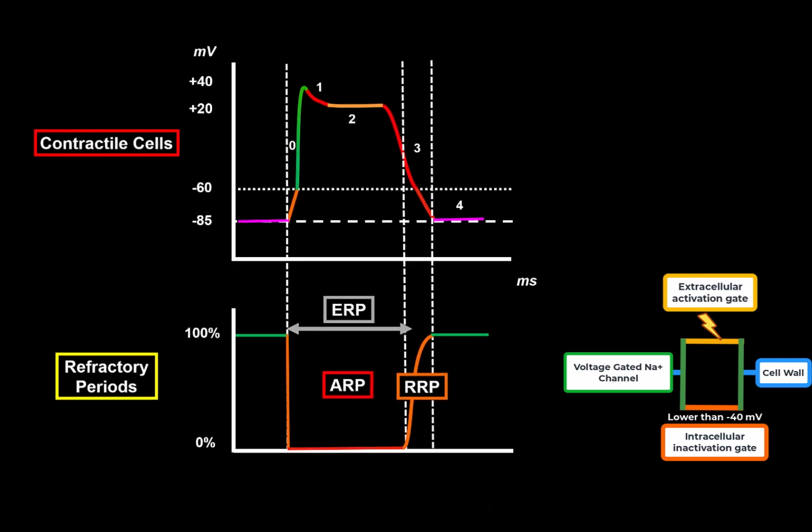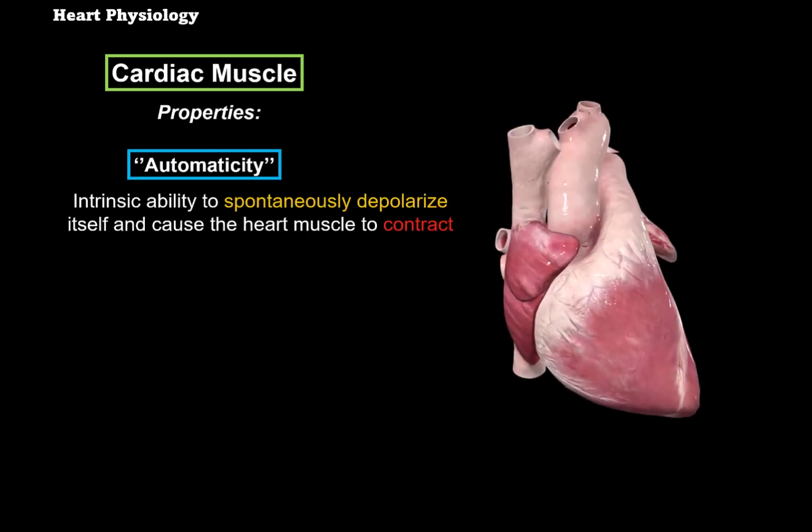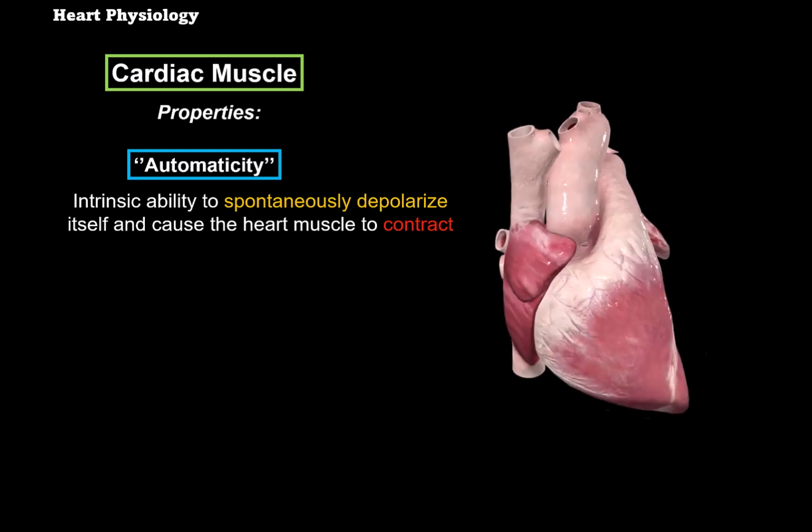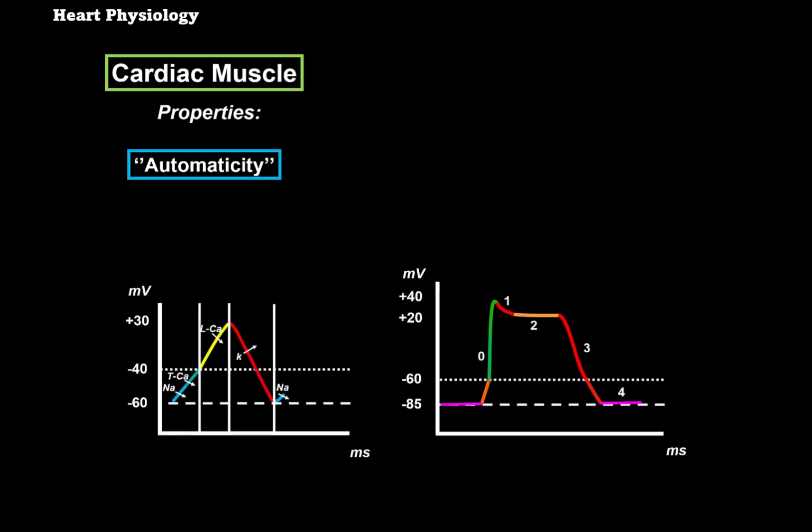Alright, awesome. Now let's do the last segment of this video. The cardiomyocytes have certain properties that are special. The first one is that the cardiomyocyte has the intrinsic ability to depolarize itself and cause a contraction. This is called automaticity. Now I want to ask you, why are the cells able to have this property? Well, it's because of the funny sodium channels.